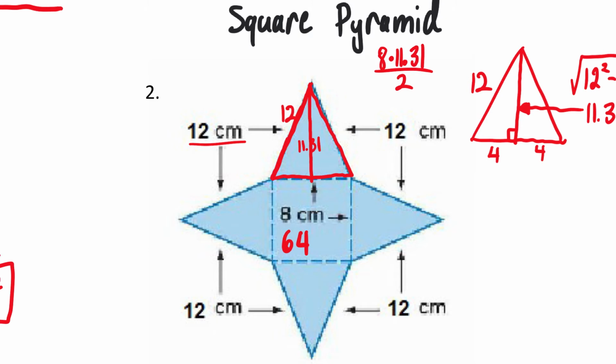And what does that give you? 45.24. Okay. 45.24 is the area of that triangle, so it's going to be the area of all of these, same thing.